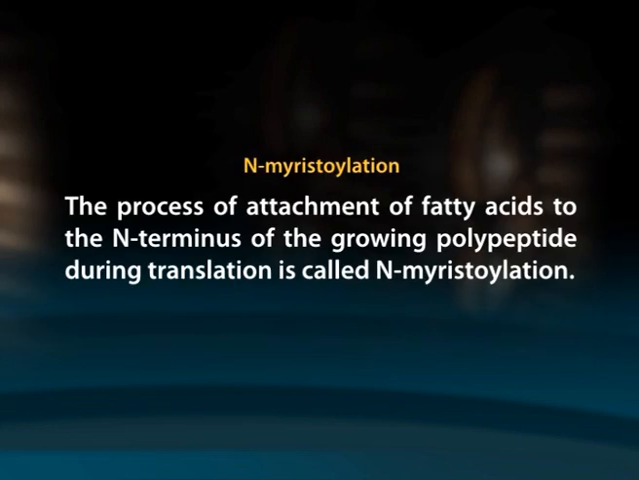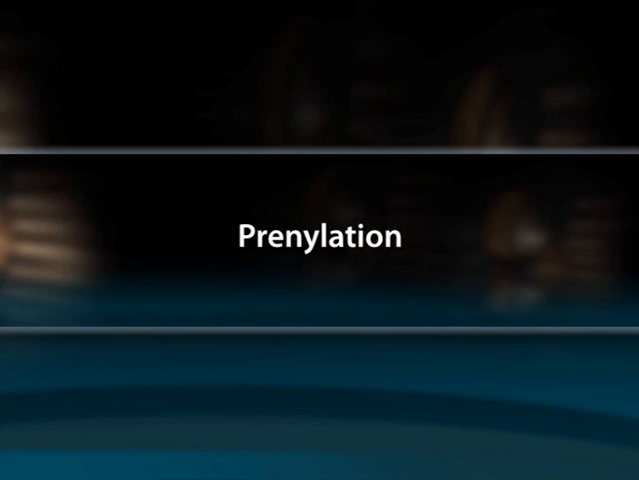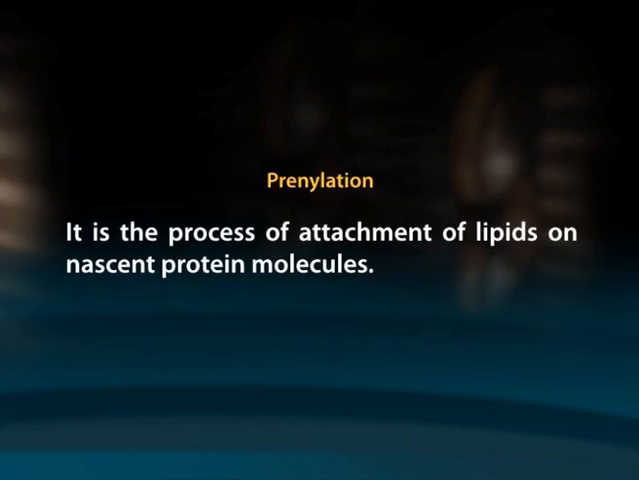Now, N-myristoylation. The process of attachment of fatty acids to the N-terminus of the growing polypeptide during translation is called N-myristoylation. Now, Prenylation. It is a process of attachment of lipids on nascent protein molecules.